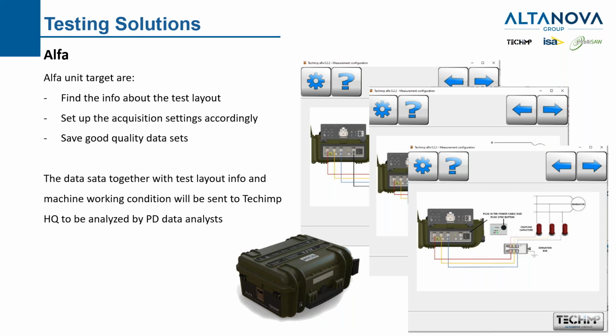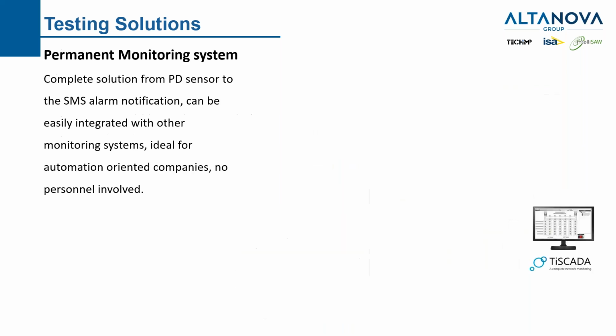And in the end, this data can be sent to Techimp, where our PD analyst will analyze the data and evaluate the hazard, the danger of the PD, and we will give a PD report with the traffic light normally. Now, permanent monitoring systems, those are the solutions that he was discussing at the beginning, Andre.